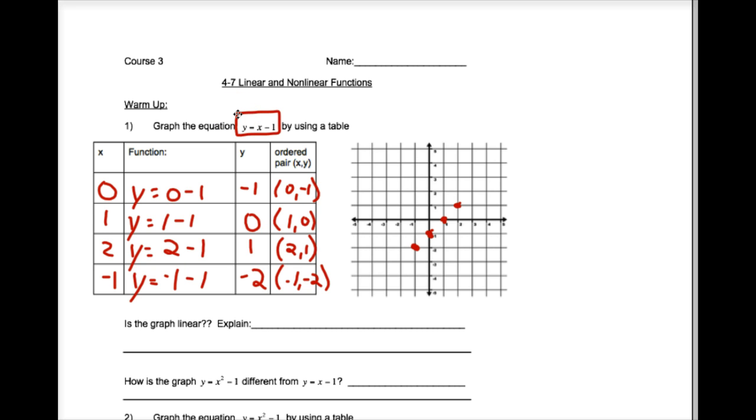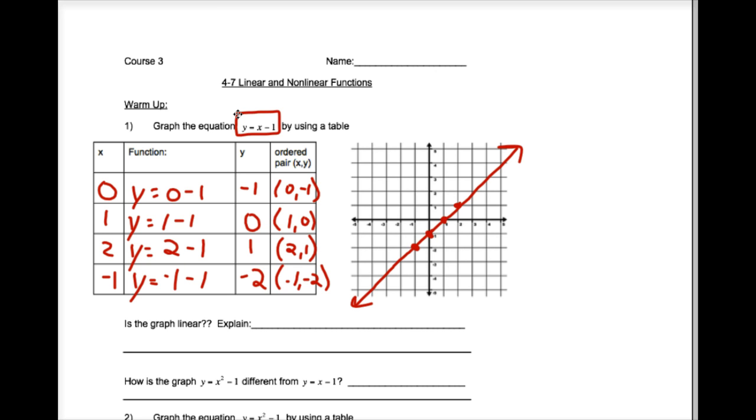So, use your straight edge or just free-hand, I don't care. It's a pretty good straight line right there. That thing is linear. Okay? All right, answer some questions. Is the graph linear? Yes. Why? It goes through the origin.